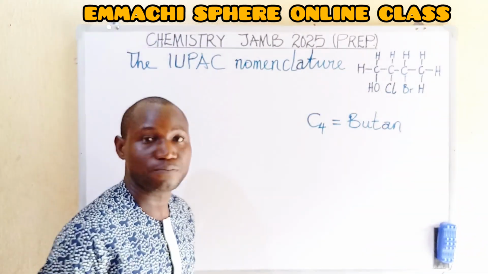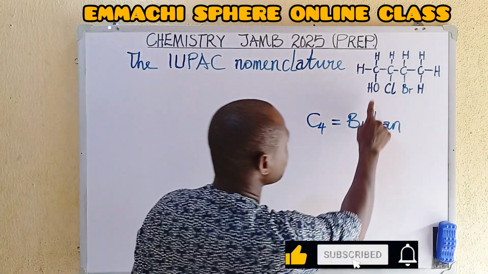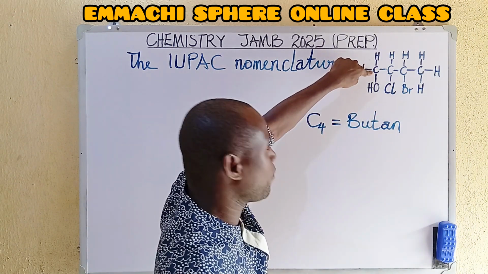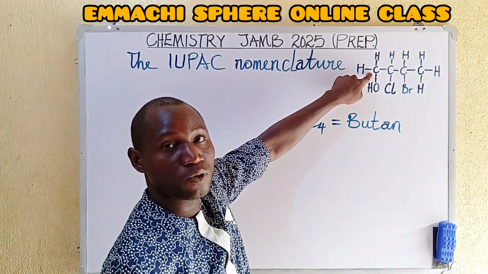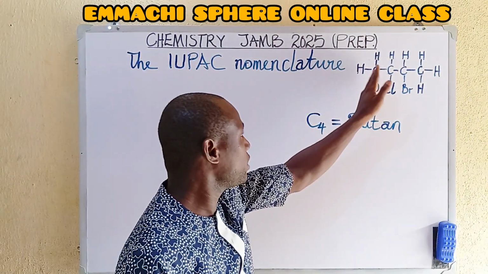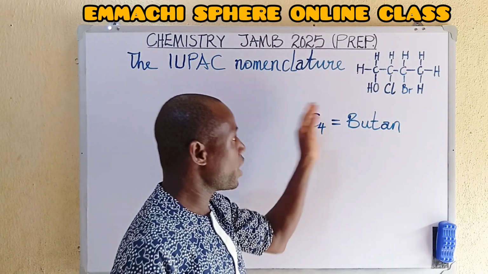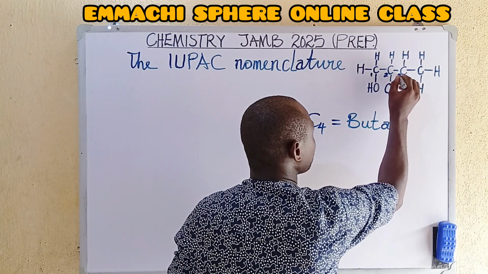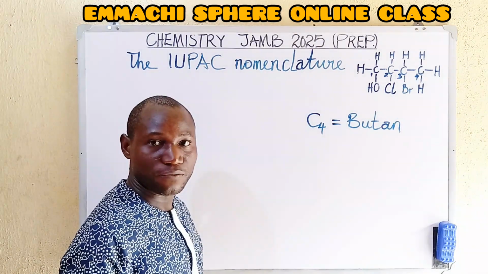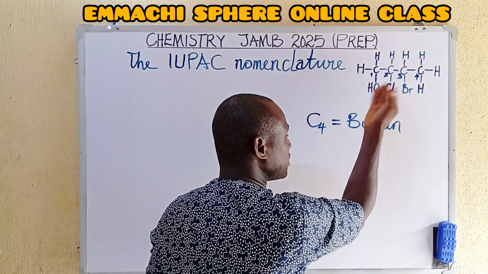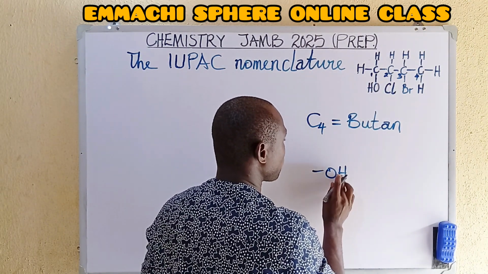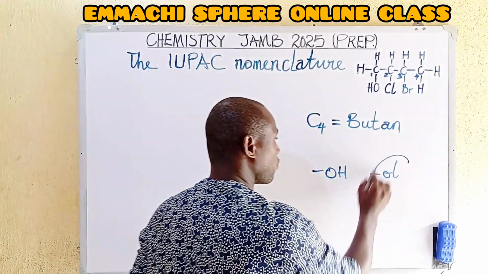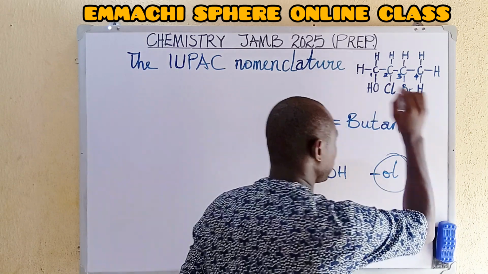Then we move to the functional group. Is there any functional group here? Yes, the OH functional group. Because it is located here, we name this carbon as carbon 1. We make this carbon 1 because it is the carbon at the end where the functional group is close to. And because of that, we now have 1, 2, 3, and 4 as the numbering of the carbon atoms. So at carbon 1, there is OH, and the OH functional group has the suffix -ol. Therefore, it ends with -ol here.